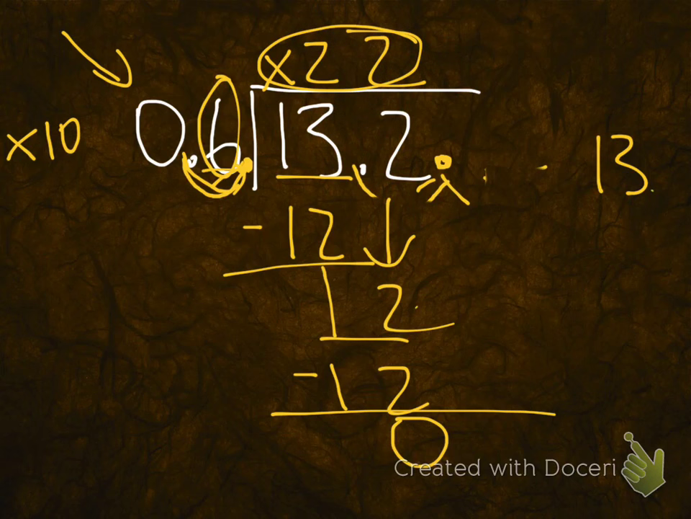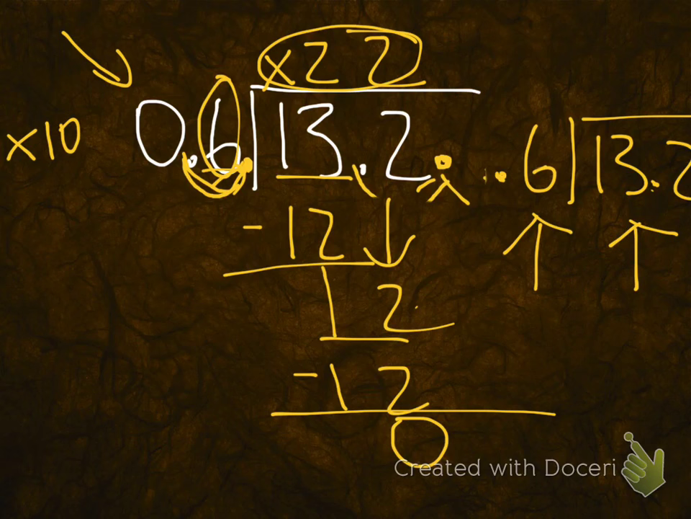And that will be the same answer to 13 2/10 divided by 6/10, because we multiplied each of the divisor and the dividend by the same number, the same power of 10.